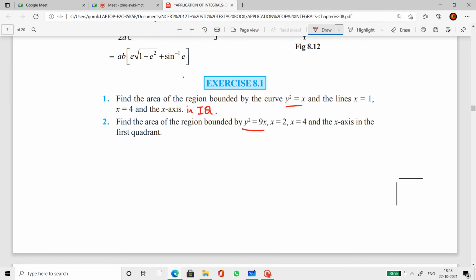So yes, let's start with the first sum of exercise 8.1. Find the area of the region bounded by the curve y square equals x and the lines x equal to 1 and x equal to 4, x-axis in the first quadrant. This is an added line in some editions of the NCERT textbook, but in some books it's not there. So here I'm doing it for the first quadrant: area bounded by the curve and the lines with the x-axis inside the first quadrant only.